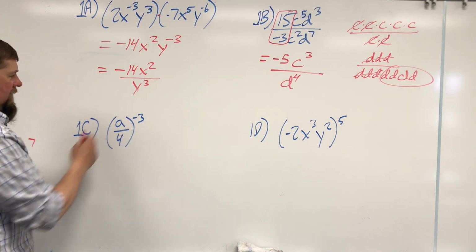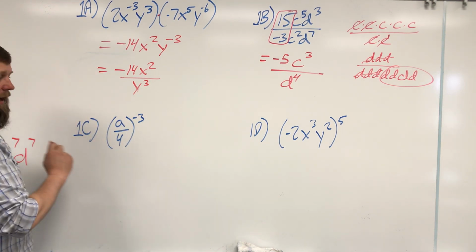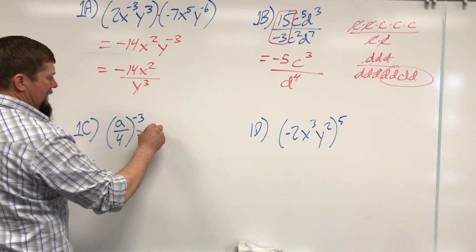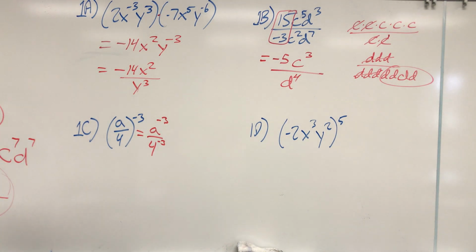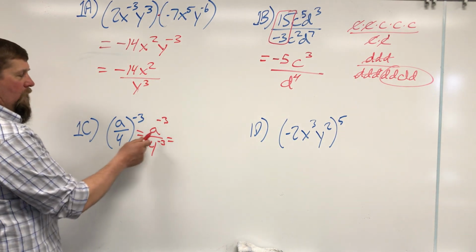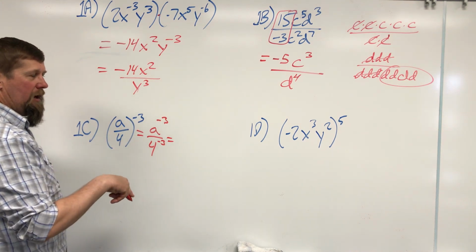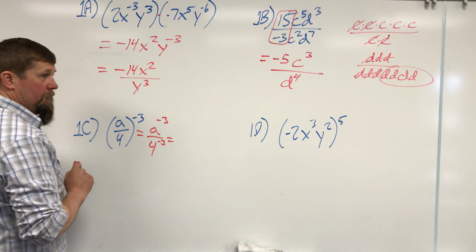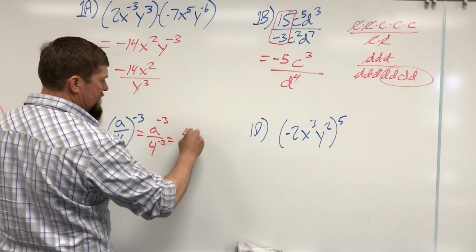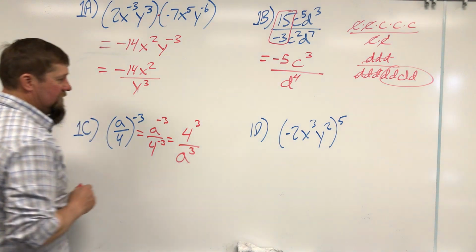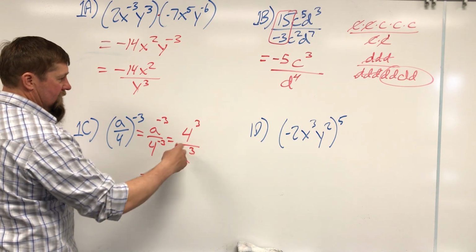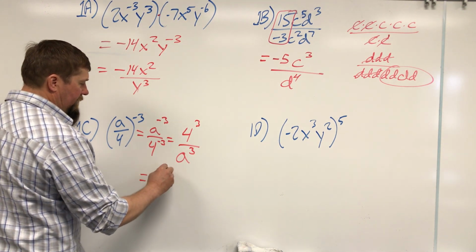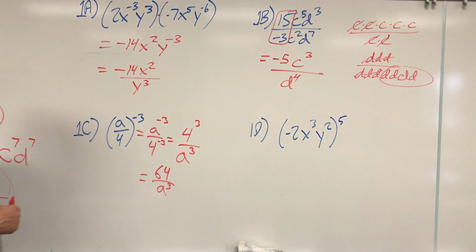All right, 1C here. We've got a power of a power, basically. So we're going to take a to the negative third, 4 to the negative third. So I'm taking both of those to the negative third. Now, if you have a negative exponent, that gets moved to the bottom if it's in the top. If it's in the bottom already, it's going to get moved to the top. So basically, you're switching those around, making those positive exponents at the same time. Then I would probably want to simplify 4 to the third is 64 over a to the third. So that is simplified form.